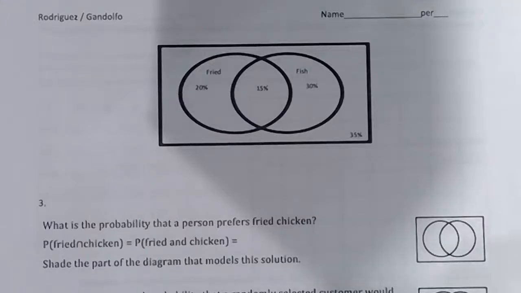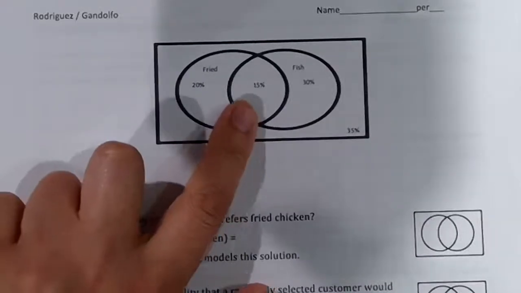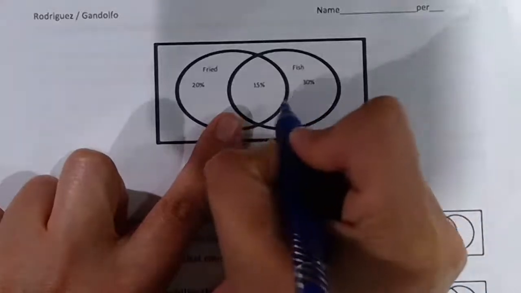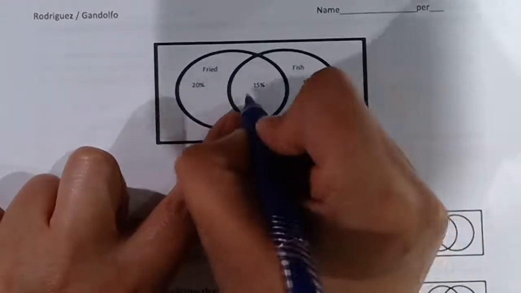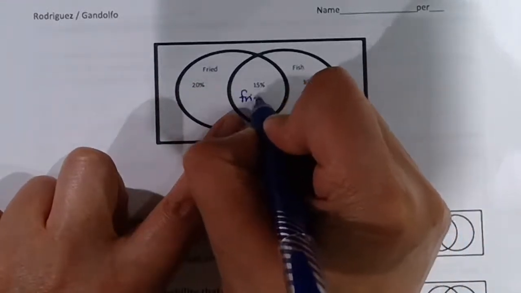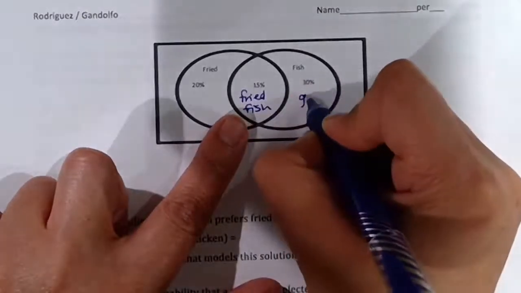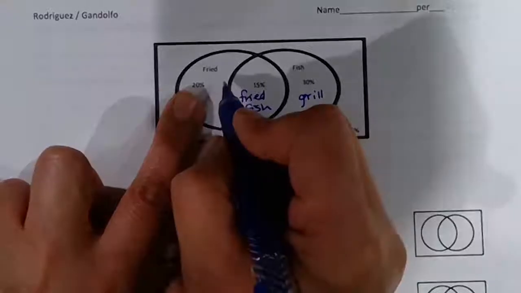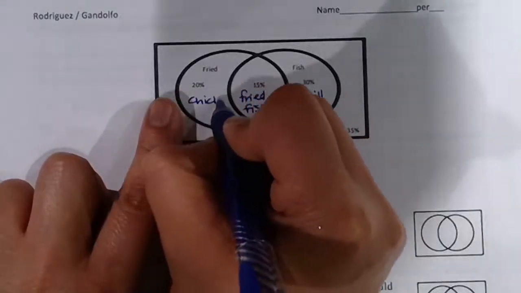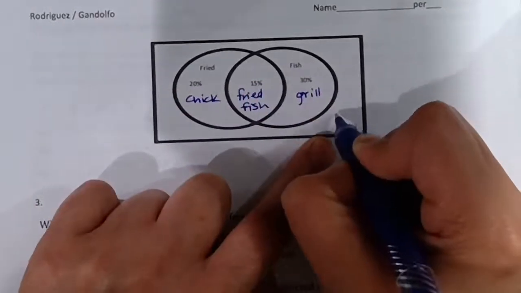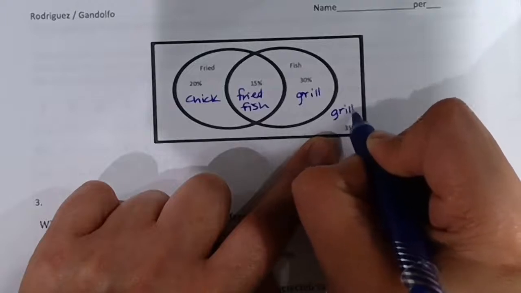Okay, next page. Again, I have the diagram, so I don't have to be flipping over. I copied it down, but I want to label this again. So this is fish, this is fried. So this is fried fish. And again, this is fish that is grilled. And this is fried chicken. And this is going to be grilled chicken.